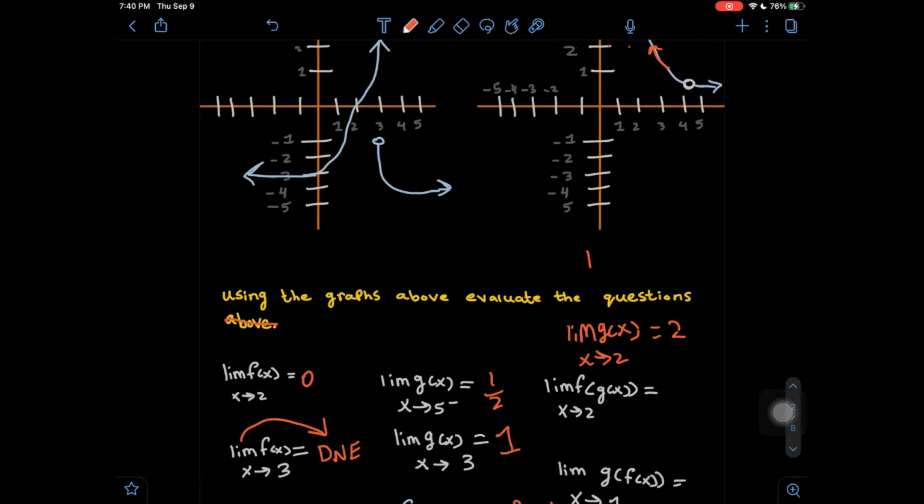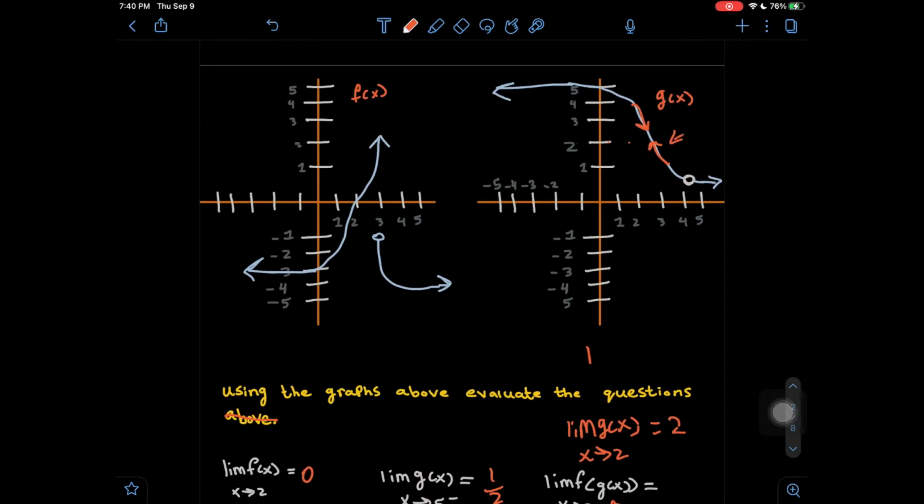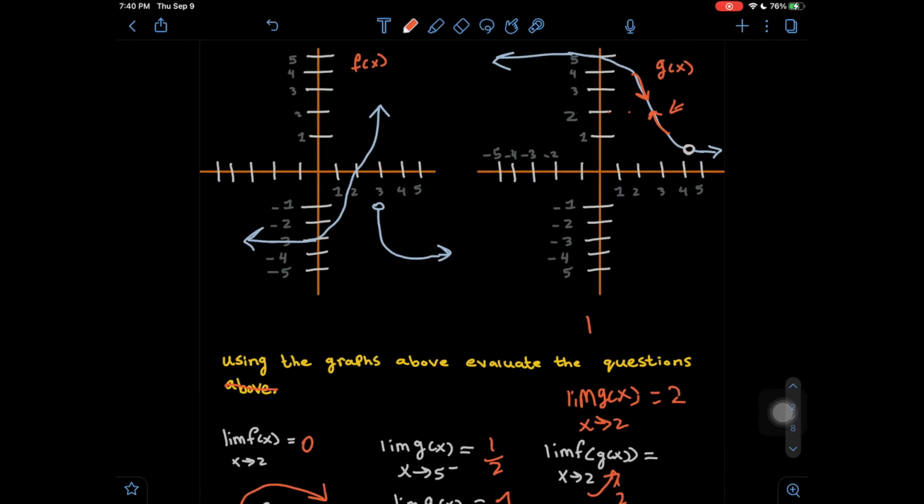So now we're going to rewrite this. We know that this inside portion, if you take the limit of it, would equal 2, because we looked at the graph and saw what the limit was as x approaches 2. And now we're going to substitute that value, which was 2, into the limit of f. So we have the limit of f of 2 as x approaches 2, because it's essentially just f of x, and we have 2 now.